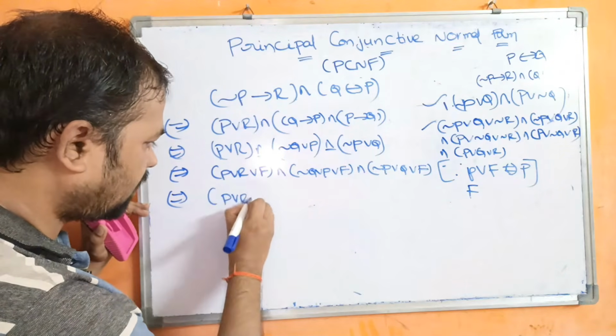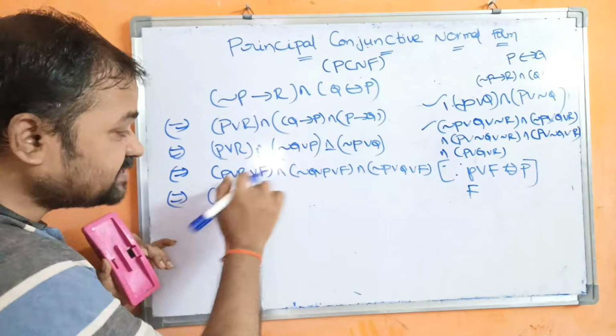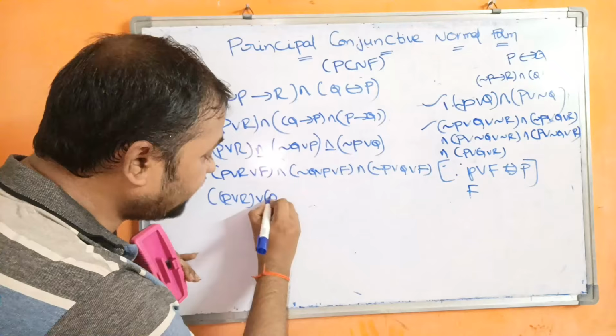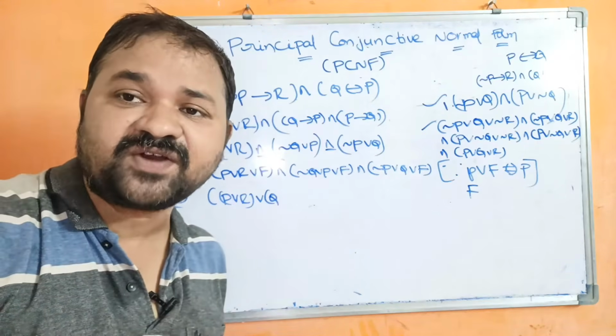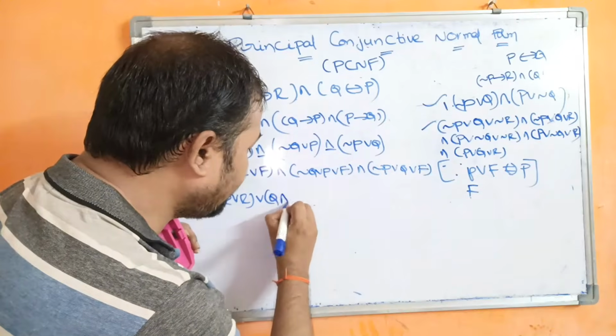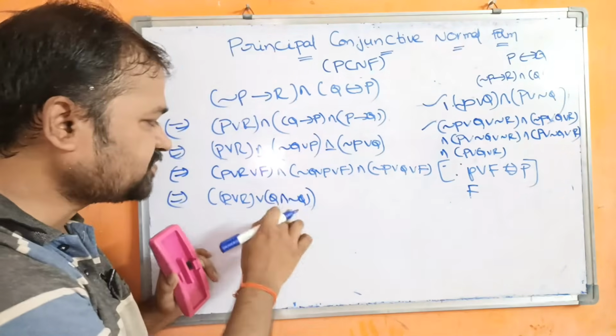Here this is false. Here which term is missing? Q is missing, so you add that one. Okay. Here this is which operation? Conjunction. Conjunction means what? AND operation. So Q and negation Q. Why? Because we know the result here.